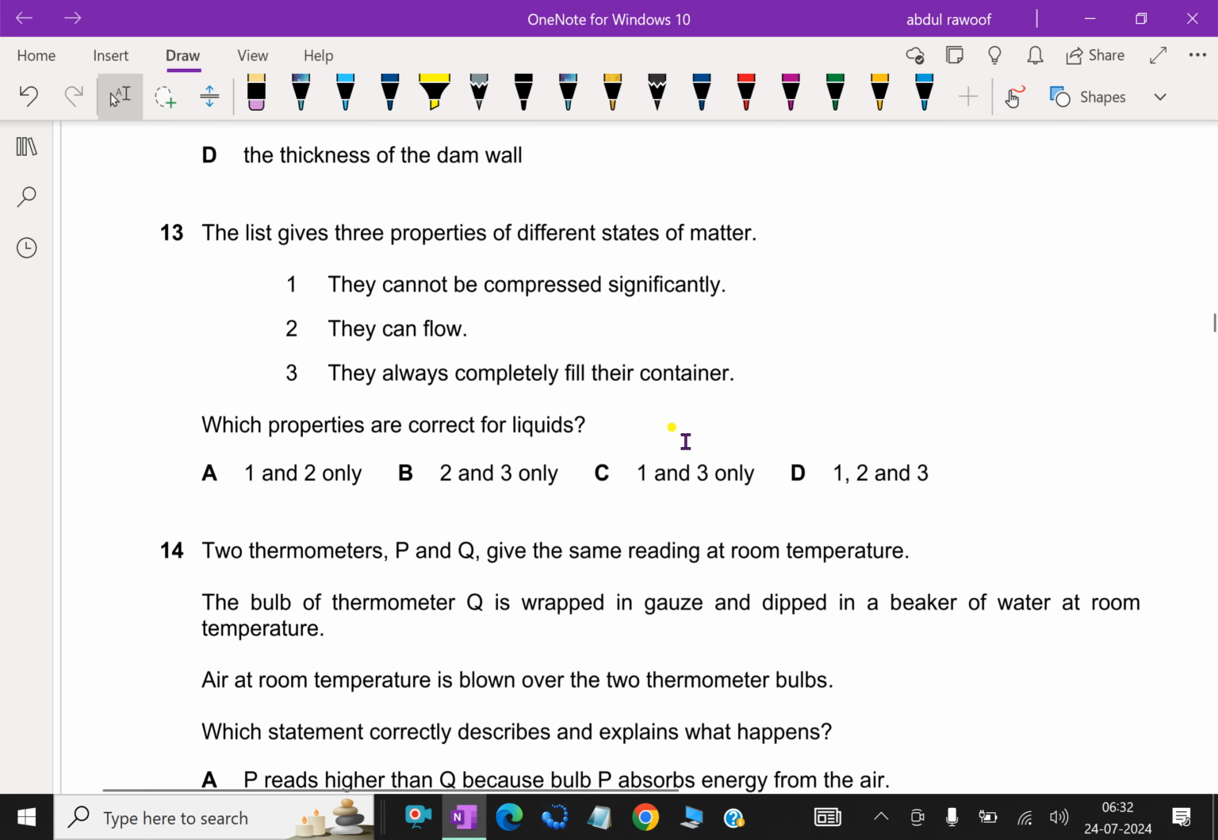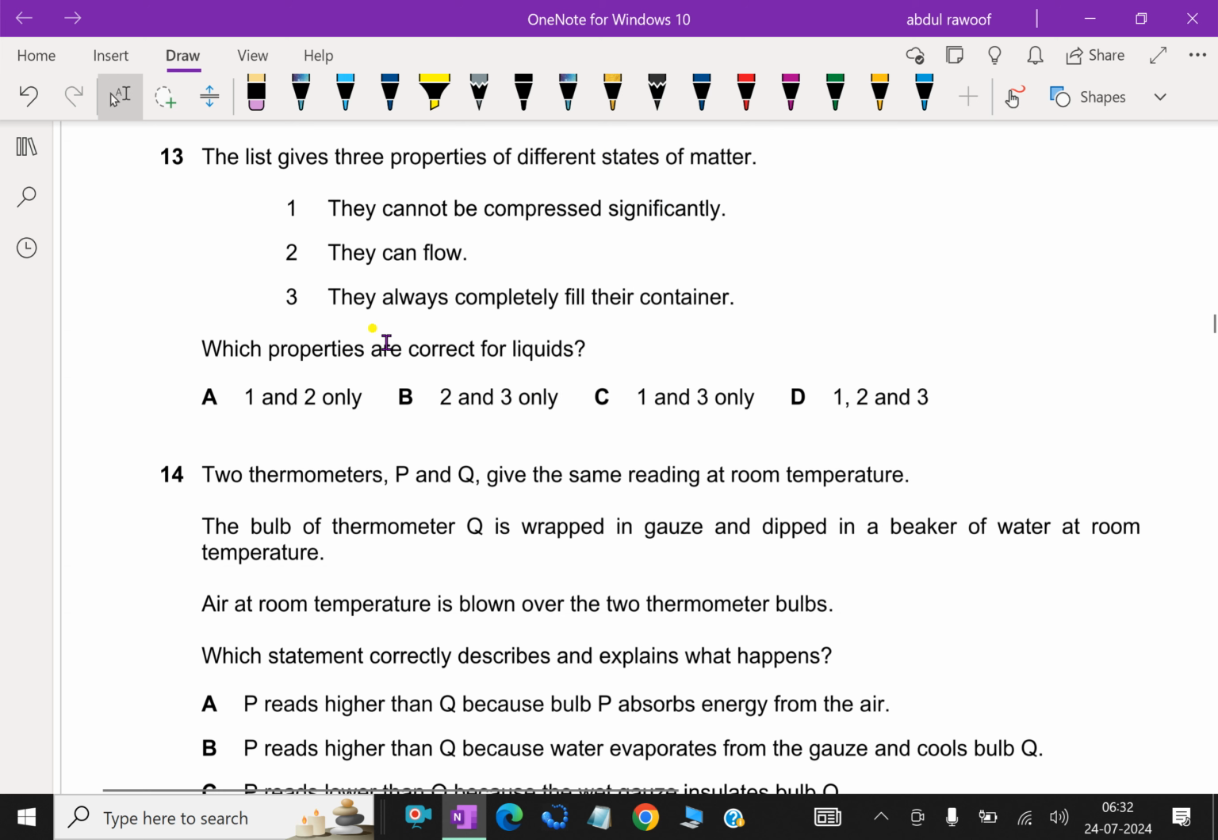Next question. The list gives 3 properties of different states of matter. It cannot be compressed significantly. They can flow. They always completely fill their container. Which properties are correct for liquids? Liquids cannot be compressed significantly. They can flow, but they do not always completely fill their container. Option 3 says they fill the container completely. No, only as much as the volume of water there is, that much it fills. So options 1 and 2 are correct for liquids. So option A.